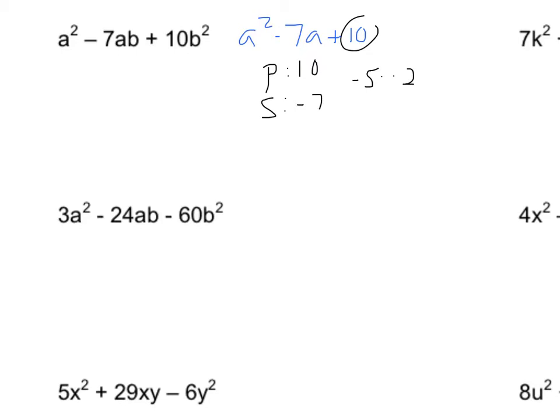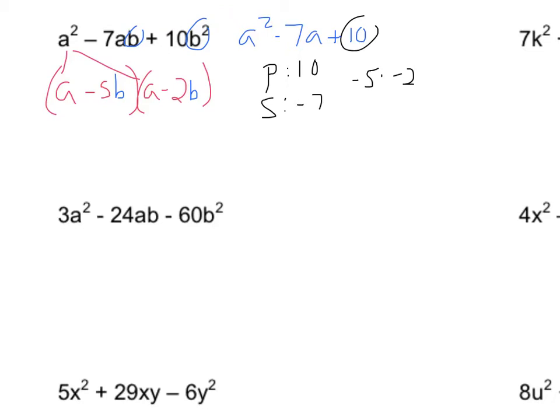So we factor this. A would go first. We would put our negative 5 in and our negative 2 in, but there are b's present here, so we have to represent them in the second term, and that would be factored.